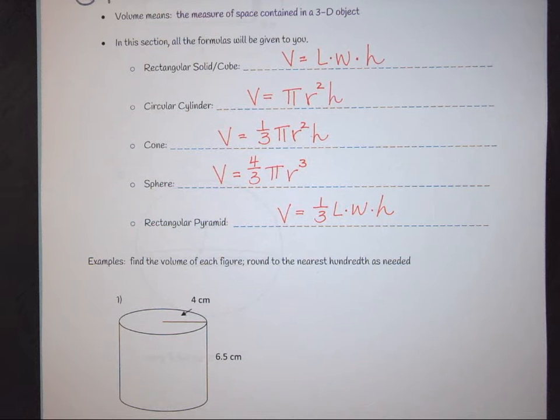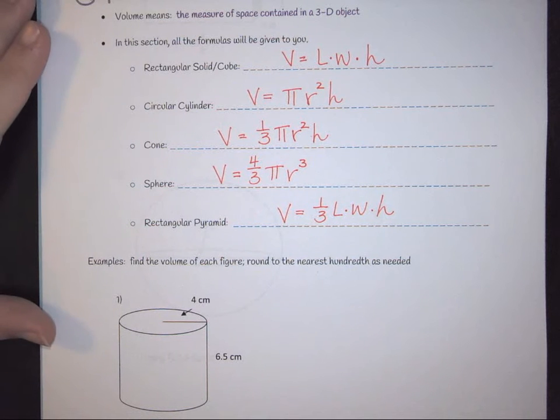A rectangular solid or cube has a volume that is length, width, height. So remember, volumes are three-dimensional objects now, so we're providing a depth into your shapes. A circular cylinder has a volume of pi r squared times height.